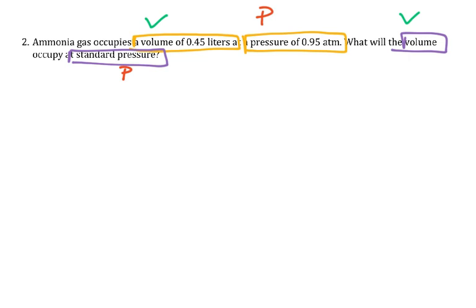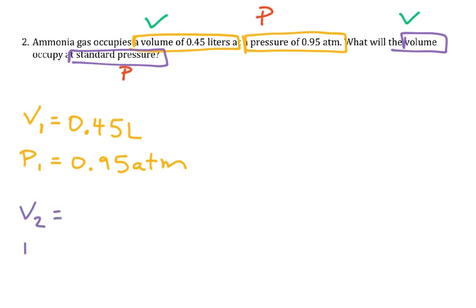I like to go through and kind of list everything out where it says, okay, the first volume it's giving me, I'm going to just make that volume 1. So that's 0.45 liters. Pressure, that's at the same instant as the volume, so those are going to both be my ones, 0.95 atm. And then if I am now looking at those changes, that means I'm going to have a second volume and I'm going to have a second pressure. If one of these changes, the other one is going to have to change.